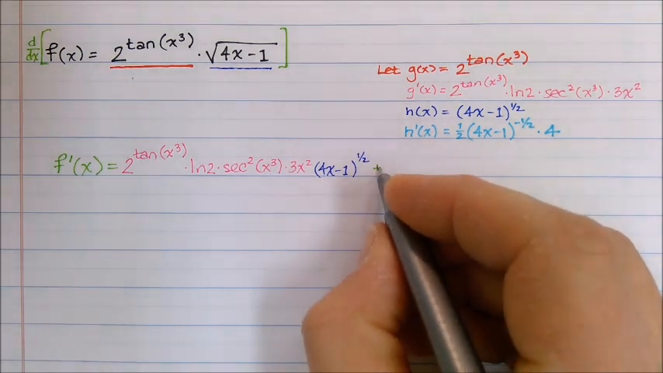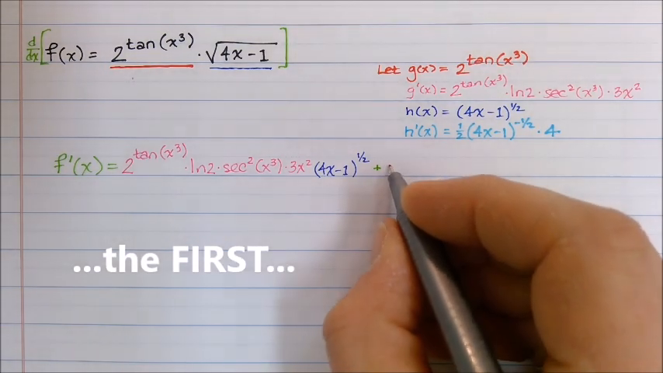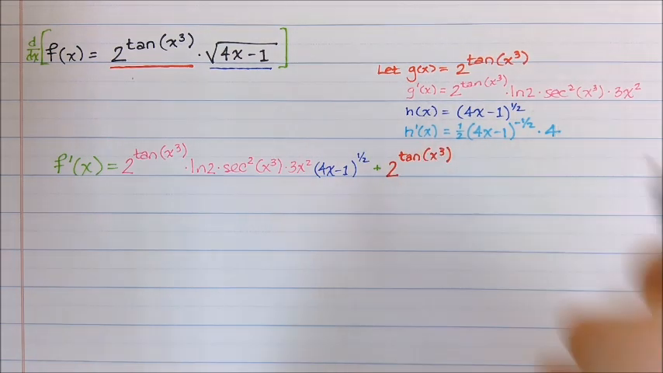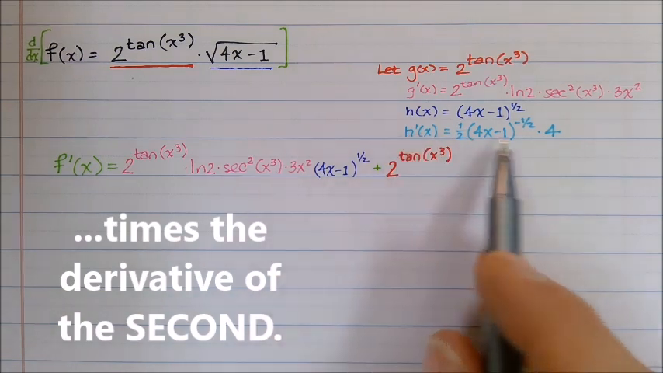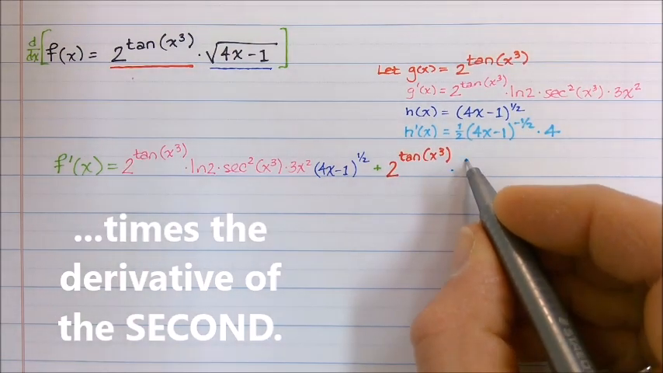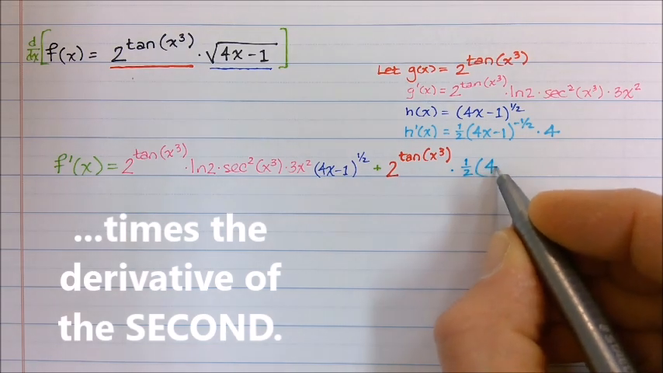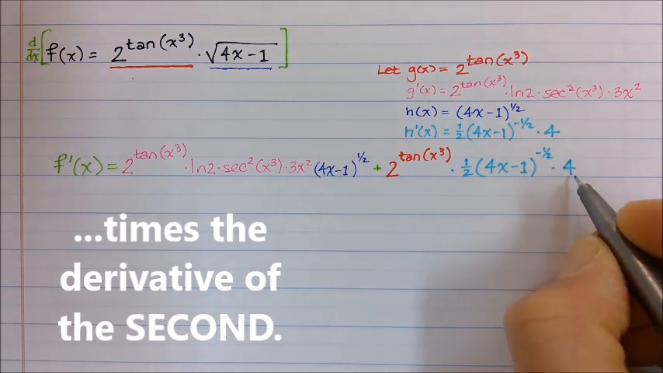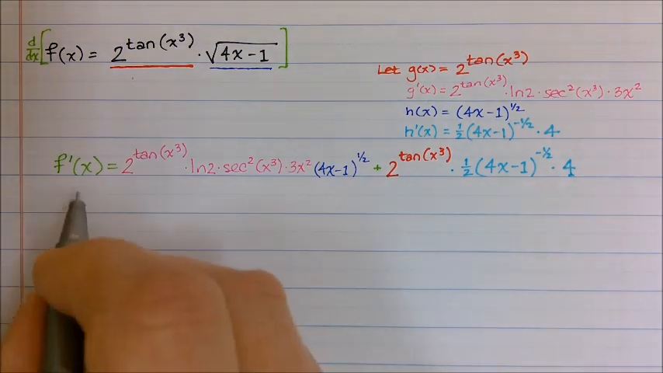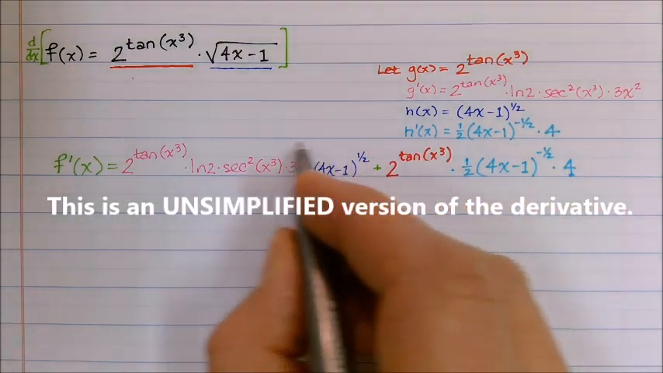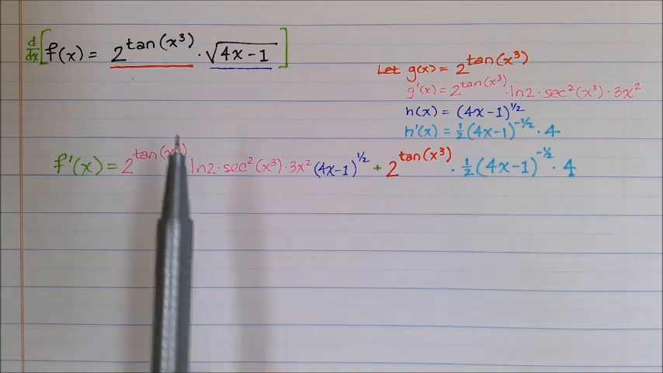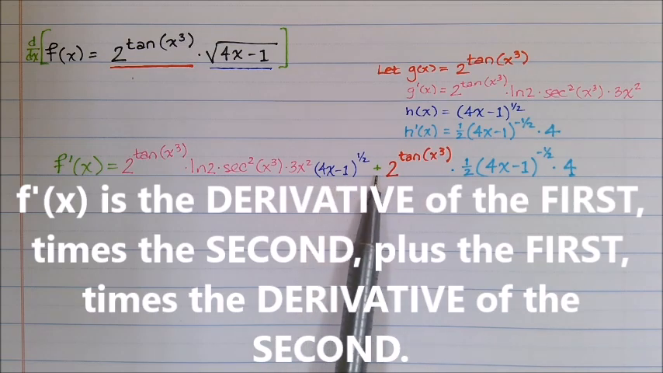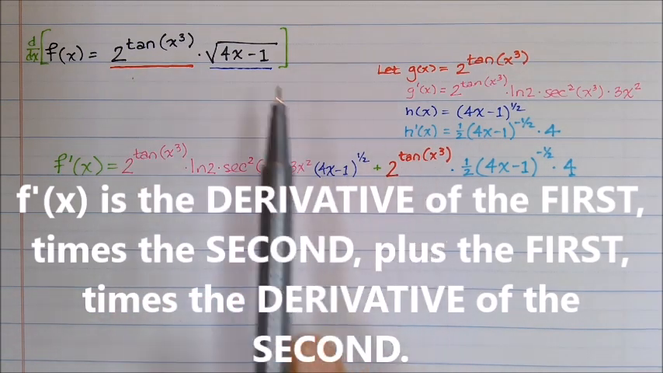Plus the first, and it's exactly how it was. We have that in red. There's our first factor, 2 to the tangent of x cubed, times the derivative of the second. That's h prime. Again, I could simplify more. I'm leaving them exactly as is so that it's more clear to see where each of these parts came from. So what I have written out right here, this whole thing, that's f prime of x, piece by piece. The derivative of the first times the second plus the first times the derivative of the second.